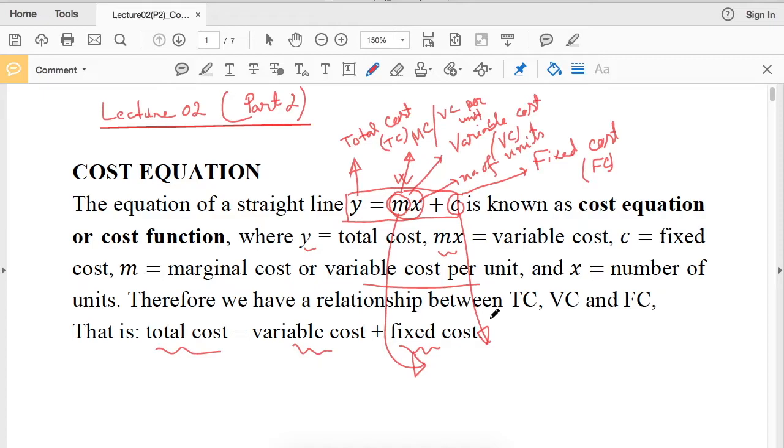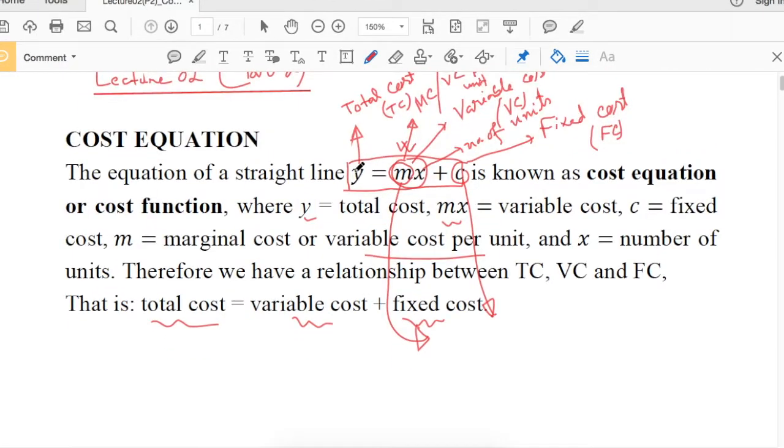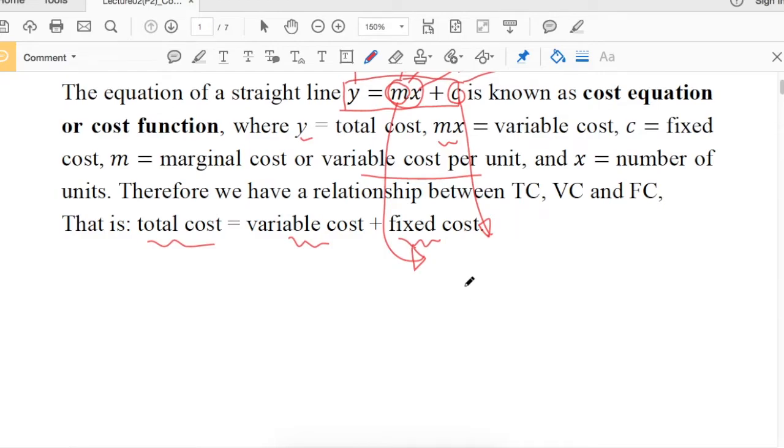If company somehow, because of a strike, let's say company will close for the next 3 months, still company need to pay some utility bill or salary of the employee, and these are the fixed cost. Let us try to understand cost equation by using a simple example.